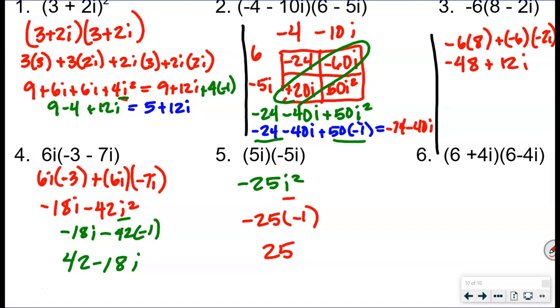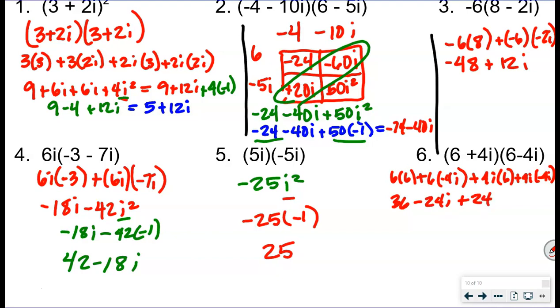I'm going to use, what do I want to use? Let's use the box. No, let's use FOIL, y'all. So first to first, that's 6 times 6, right? 6 times 6 plus outside 6 times negative 4i, inside 4i times 6, and then our last to last is going to be 4i times negative 4i. All right, 6 times 6 is 36, right? Then we've got negative 24i. Then we got positive 24i. And then we got negative times a positive, so that's a negative 16, and i times i is i squared. Notice we got our i squared again. Also, notice now that we're going to cancel out these two because they're opposite terms, right?